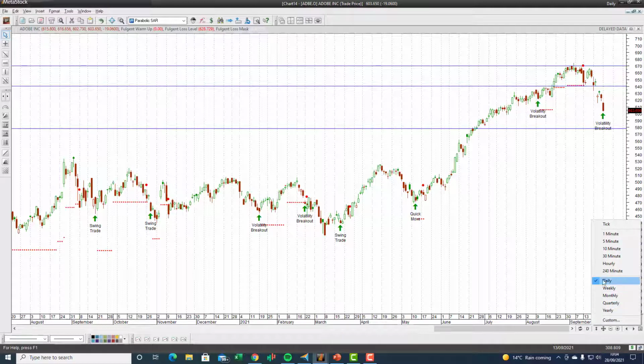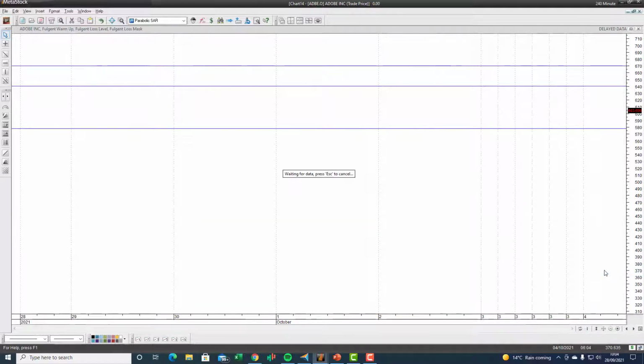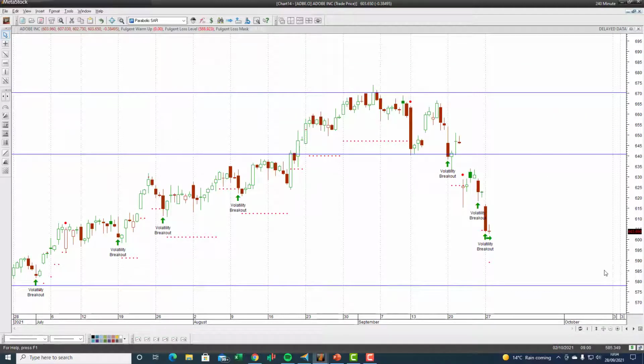Now let's take a look at the 4-hour chart just to get a bit more of an intraday feel as to what's happening. Takes a couple of seconds to load. You can see a volatility breakout here, and the trailing stop is around about there, just below 590.